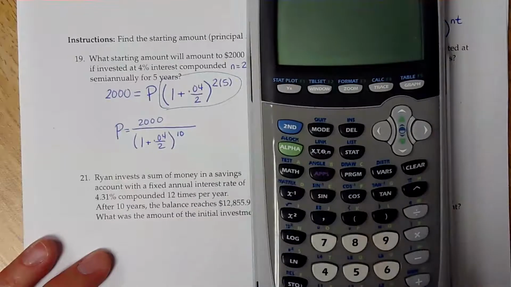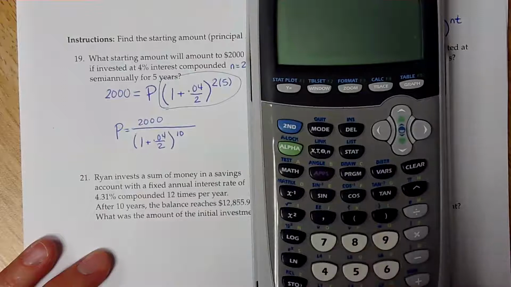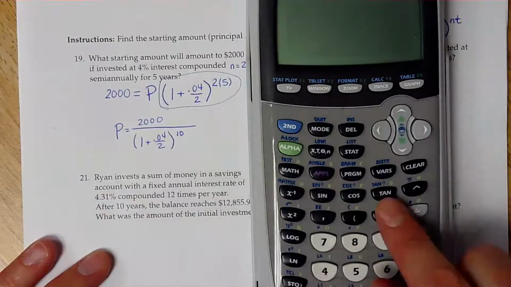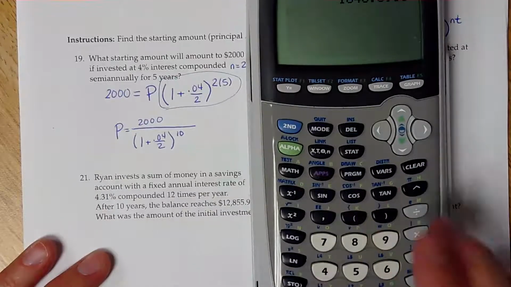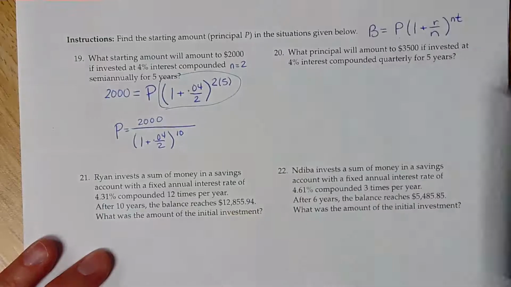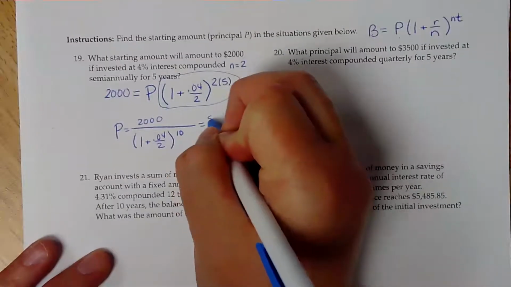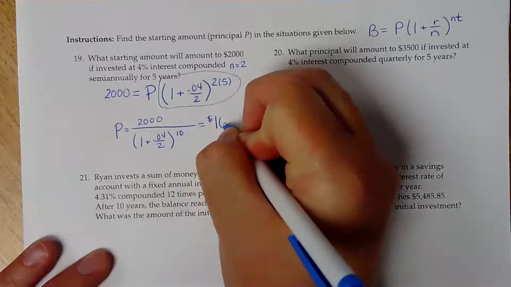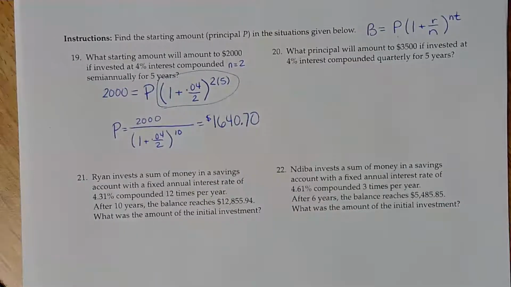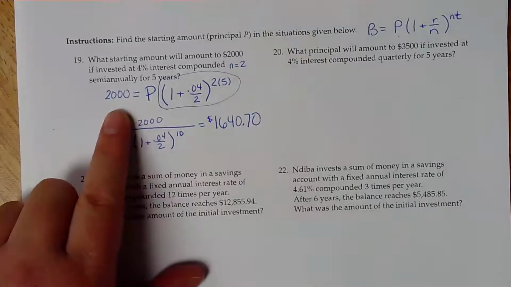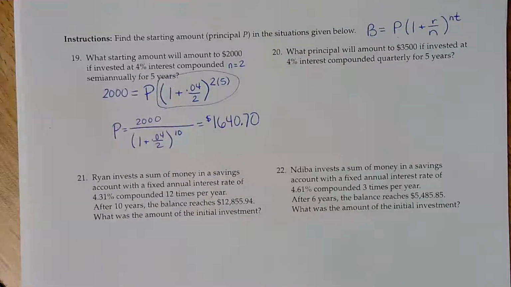So I end up with 2,000 divided by 1 plus 0.04 divided by 2 in parentheses raised to the 10th power. So $1,640.70. So if I go down to the bank and I put $1,640.70 in there and I leave it alone for the next 5 years with this 4% interest compounded twice a year, I'll have the $2,000 I want for whatever I'm going to be spending that on.